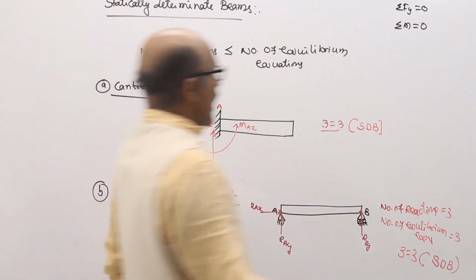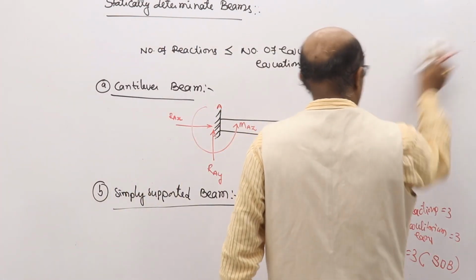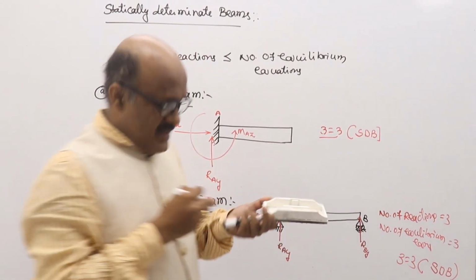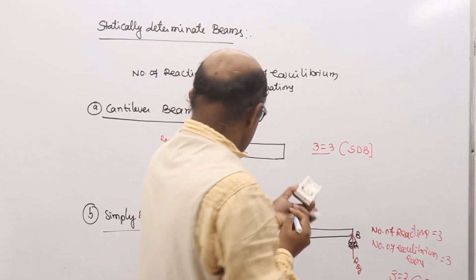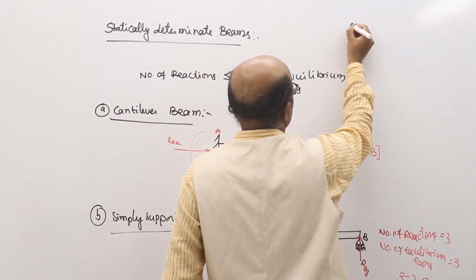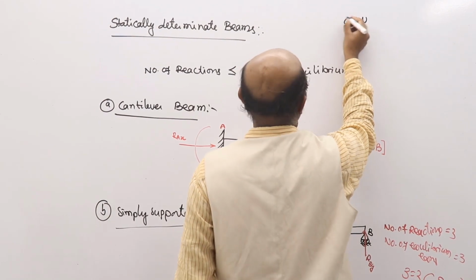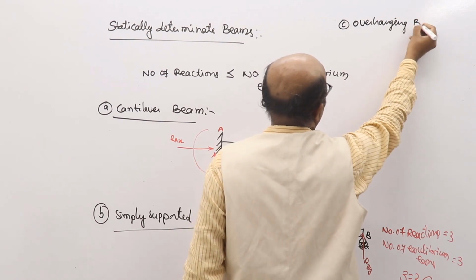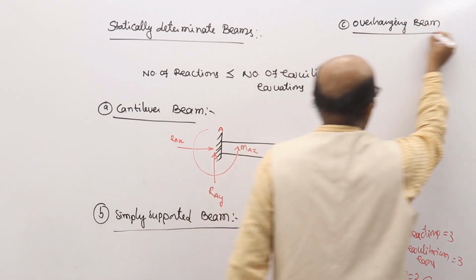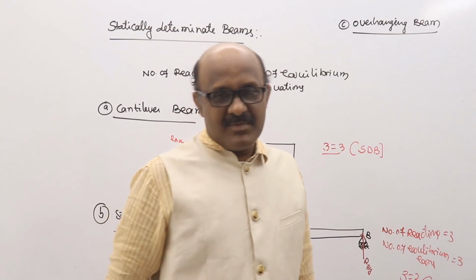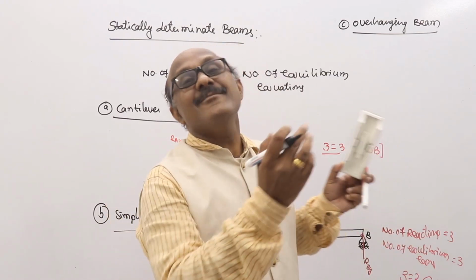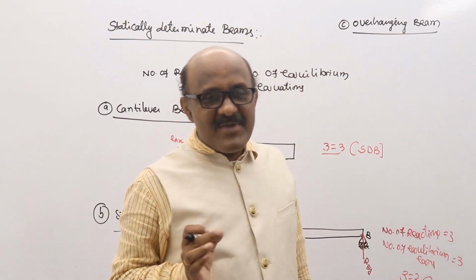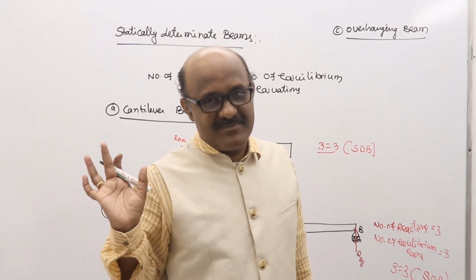Now coming to the overhanging beam. The third one is the overhanging beam, my dear students. It's very simple here. A beam having supports not at end points, but some distance away from the end points, is called an overhanging beam.